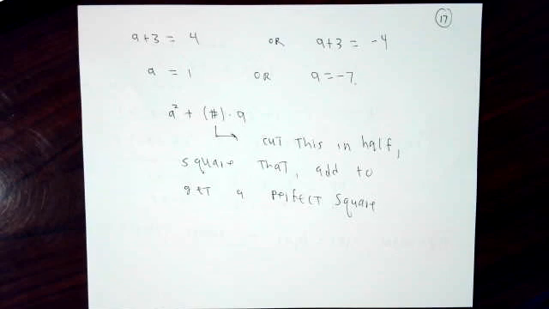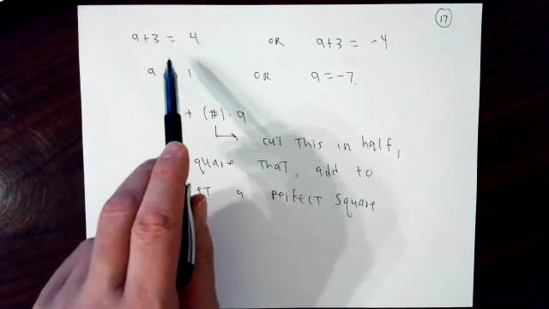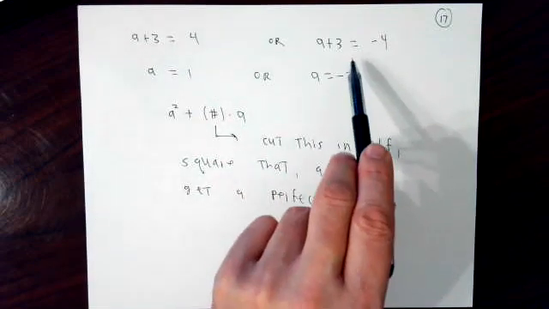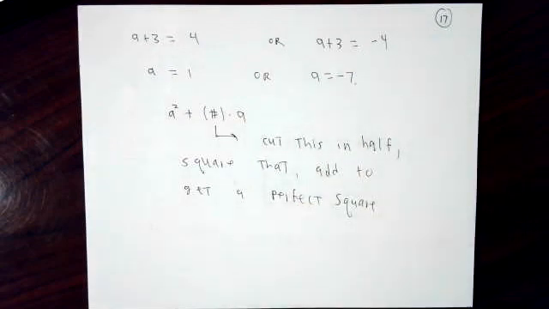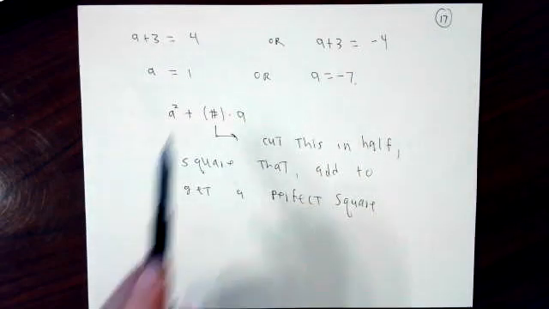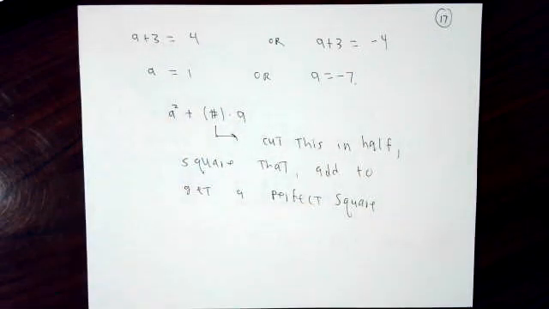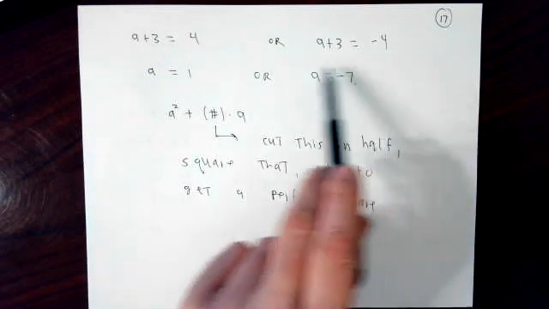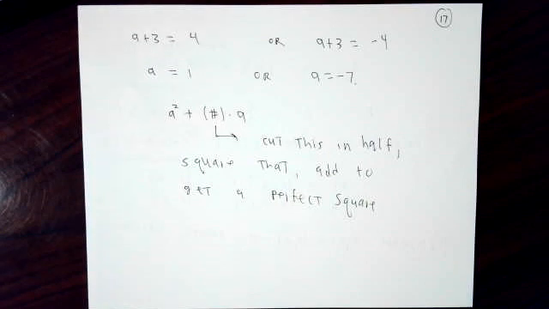If a plus 3 squared is 16, only two things can happen. a plus 3 might be 4, or a plus 3 might be negative 4. In the first case, subtract 3 from both sides, and you'll find out that the a has to be 1. In the second case, subtract 3 from both sides, and you find out that the a has to be negative 7.